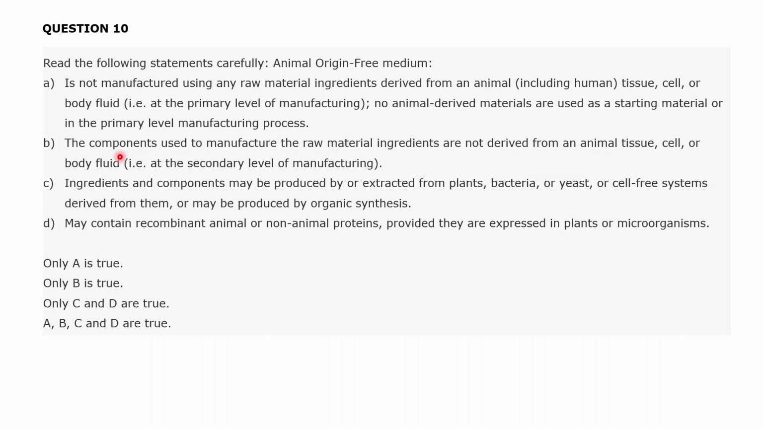Second point is that the component used to manufacture the raw material ingredients are not derived from any animal tissue, cell, or body fluid at the second level of manufacturing. Ingredients and components may be produced by or extracted from plants, bacteria or yeast, or cell-free system derived from them, or may be produced by organic synthesis. Next, the final point is may contain recombinant animal or non-human animal proteins, non-animal proteins provided they are expressed in plant or microorganisms.